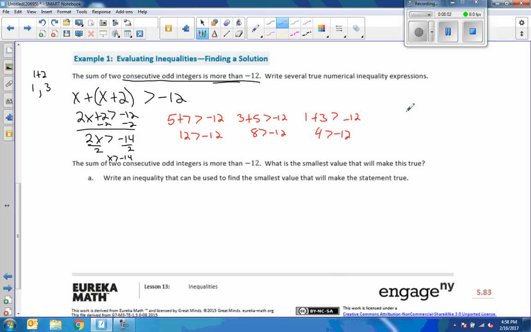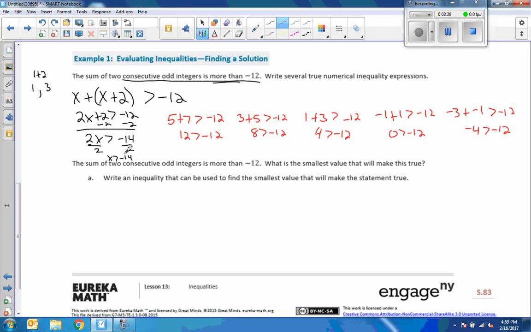Okay. If we go on to the next one, the next odd integer less than 1 is negative 1. Negative 1 plus 1 is greater than negative 12. That's 0 is greater than negative 12. We can go on and on. Negative 3 plus negative 1 is greater than negative 12. Negative 4 is greater than negative 12. And we can continue in this fashion until we find the number that's getting closer and closer to negative 12 before we go beyond it.